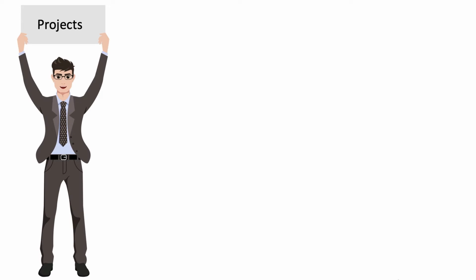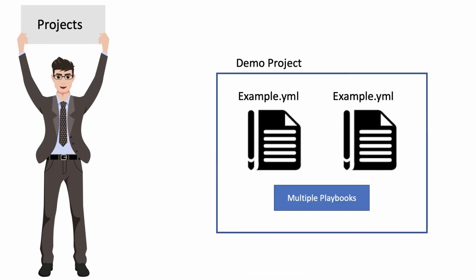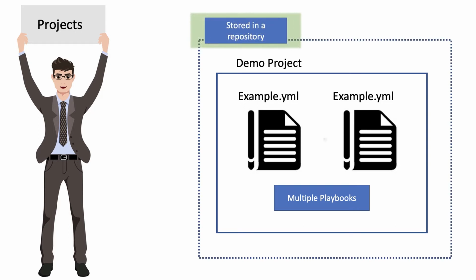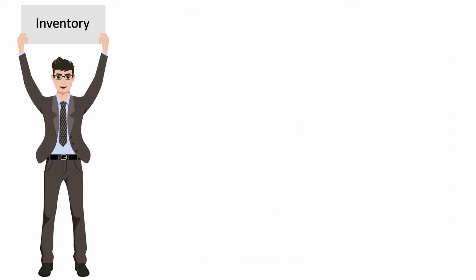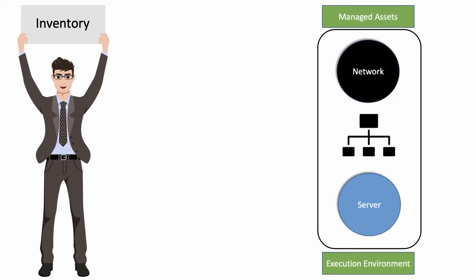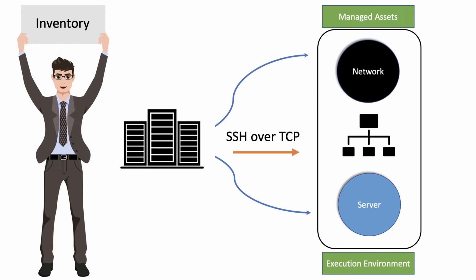We still have playbooks containing your tasks, and these playbooks are stored in what's known as a project. As a best practice, you should store these in a repository so they can be version controlled and better managed. Then we have the inventory, and this object is used to list the managed hosts and managed assets that you want Ansible Tower to manage. Ansible Tower connects to these hosts and carries out the tasks that you have specified in your playbooks.